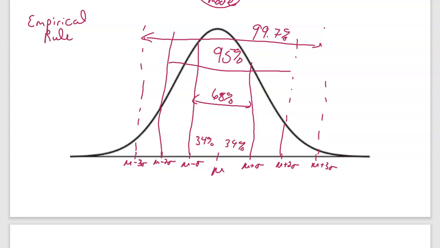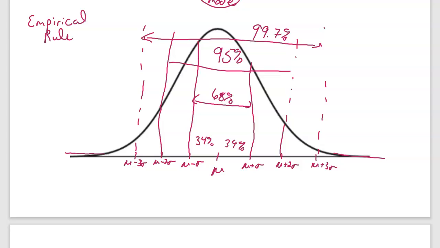We don't use 100% because we always have these tails out to the left and the right where we have our possible outliers. So we don't really know where this is going to go. So the normal distribution is going to follow this empirical rule.